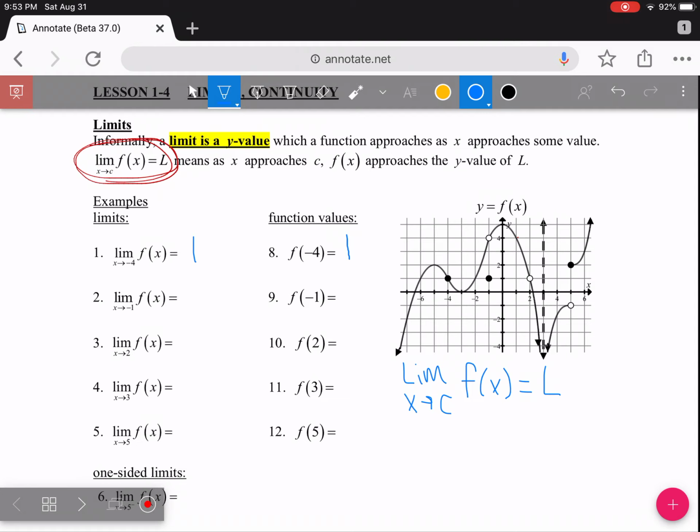So let's look at the limit as x approaches -1. Okay, so again, if I'm walking on my function and I'm walking toward -1, where is my function going to go, right?